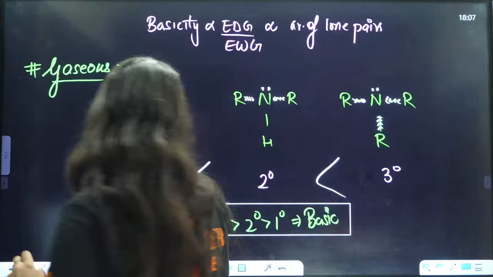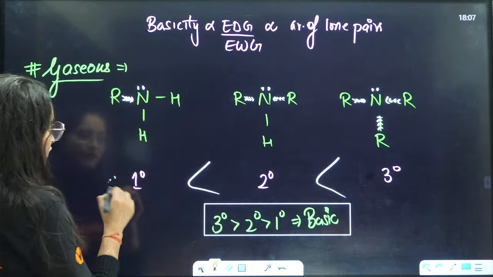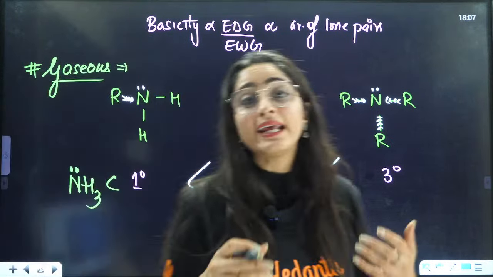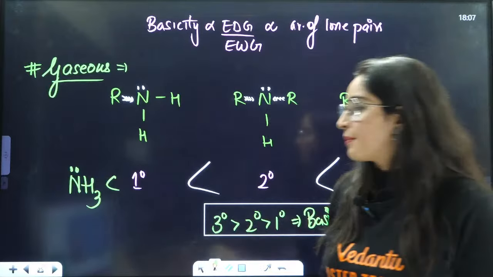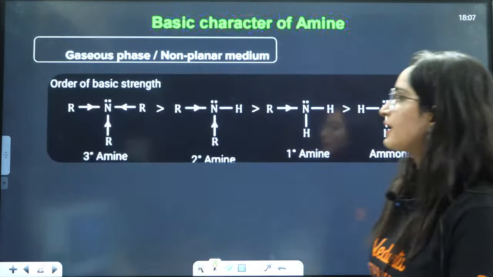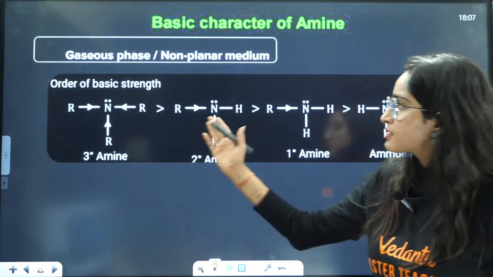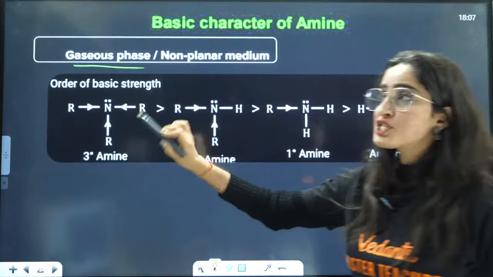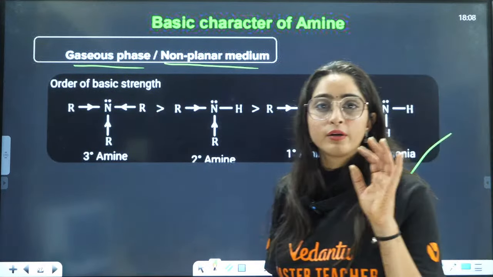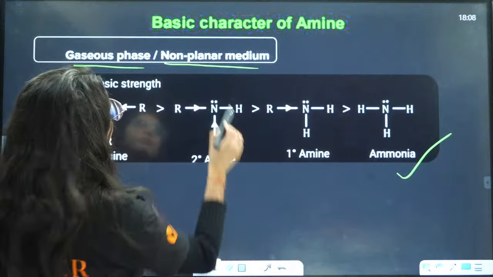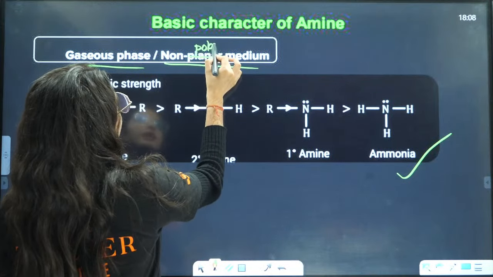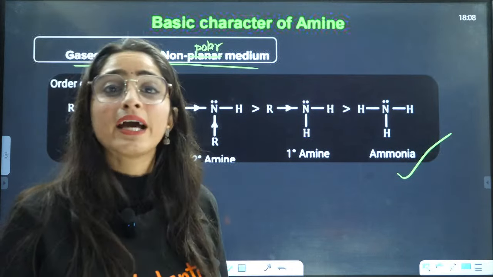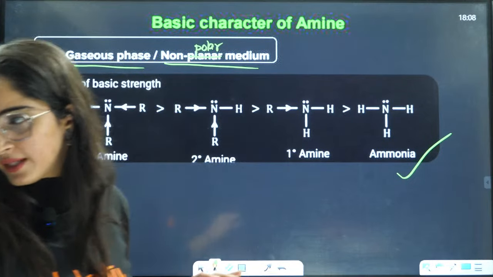If you compare with ammonia, ammonia will be the least basic here. Why? Because there is no electron donation from any alkyl group. That is why it is the least basic among them, right? So here we can say that the basic character is first 3 degree, then 2 degree, then 1 degree, then ammonia, but this is in the gaseous phase, that is non-polar. It's not non-planar, it's non-polar, right? Non-polar medium, right?